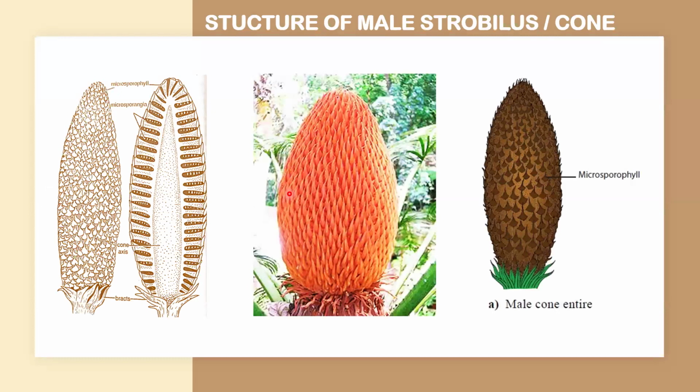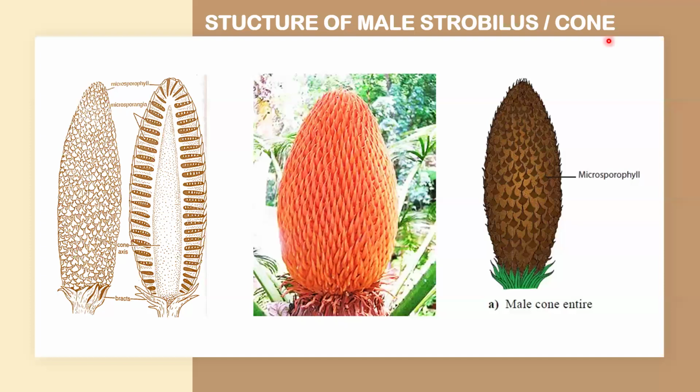Here, we can see the structure of male cone. Male cone is the reproductive structure of Cycas, which has several microsporophylls arranged along its axis in a spiral manner. The male cone develops at the apex of the stem in between the crown of foliage leaves. It is conical, shortly stalked and a compact oval structure, as we can see in the diagram.